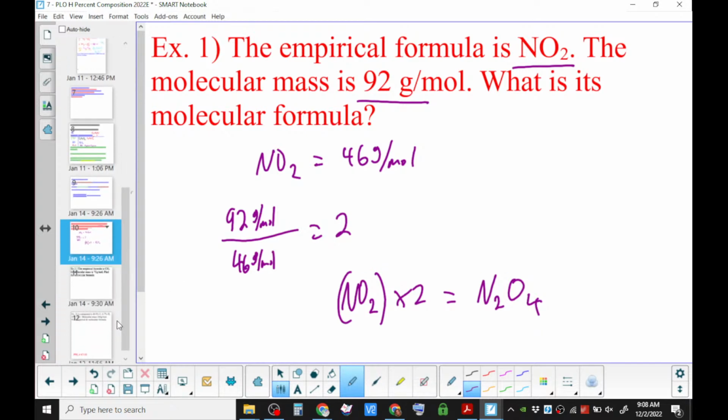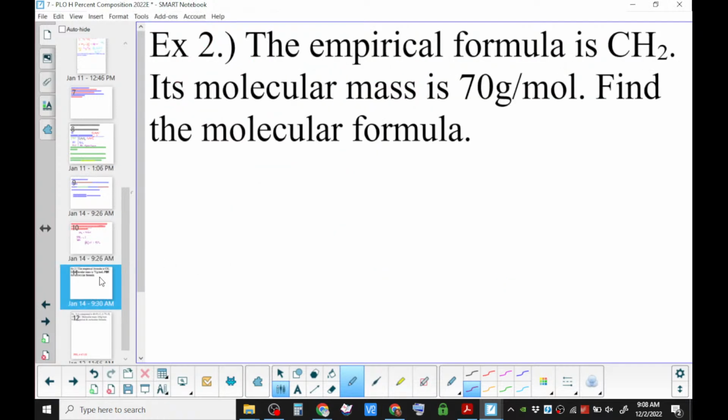Does anybody still want to get that down? Yep, there's some people ready. I'll wait a second. In that case, someone will in a moment. If the empirical formula is CH2 and the molecular mass is 70, find the molecular formula.